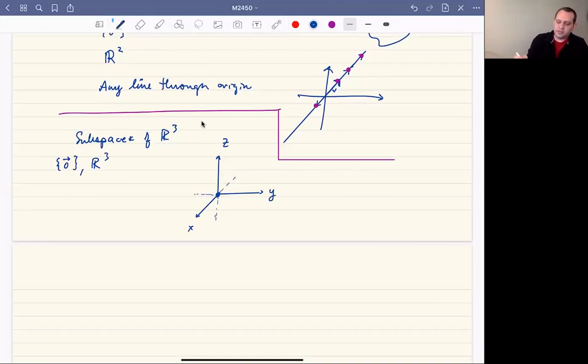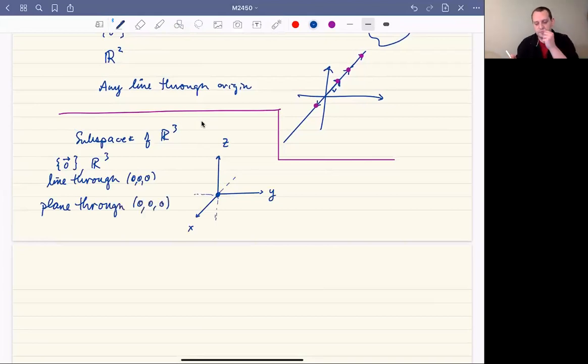There's going to be two other subspaces. It turns out any line through the origin in R3, the origin being the point 0, 0, 0. Any line through that origin will be a subspace. Also, any plane through the origin will also be a subspace. These are a little bit less visual, but these, it turns out, are the only subspaces of R3.